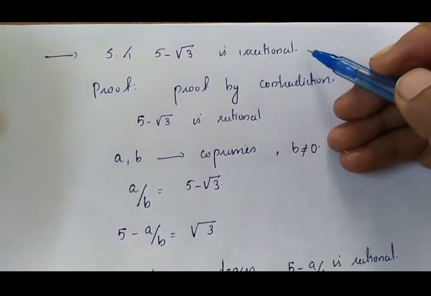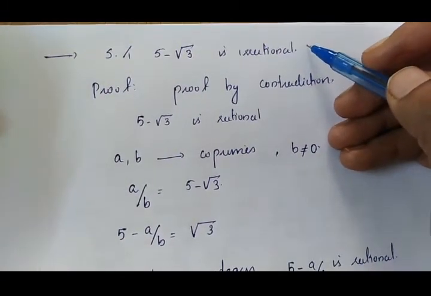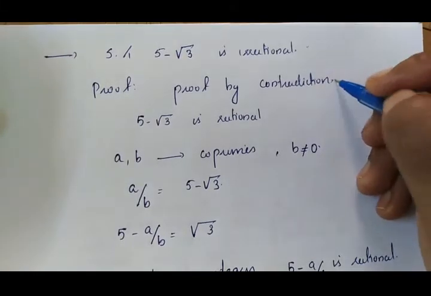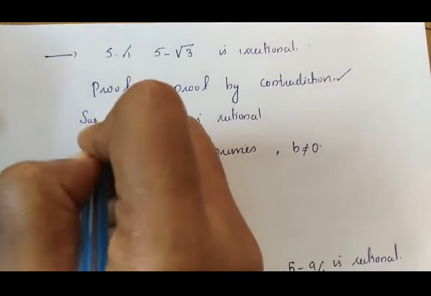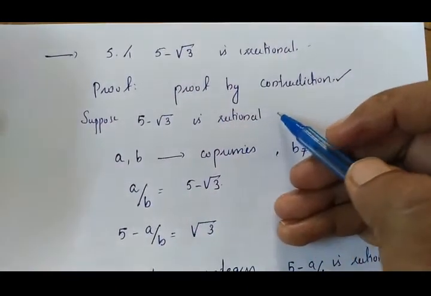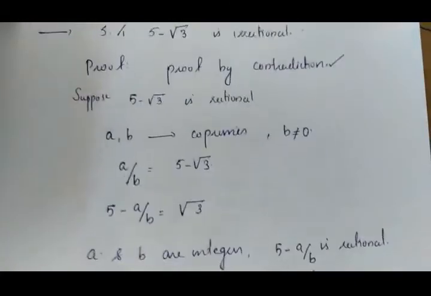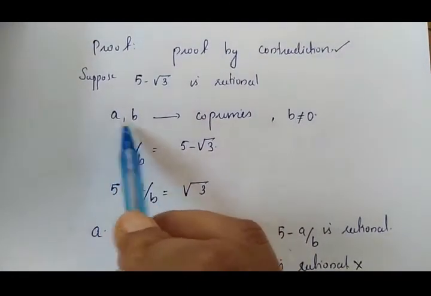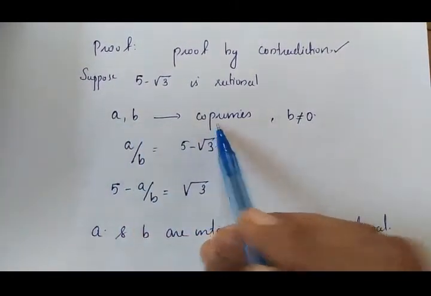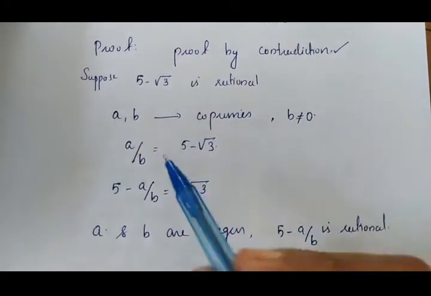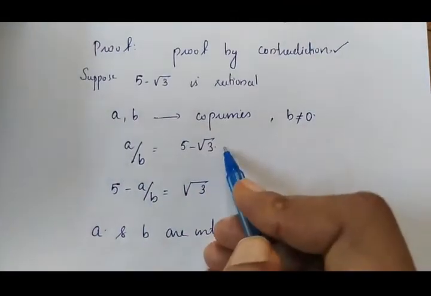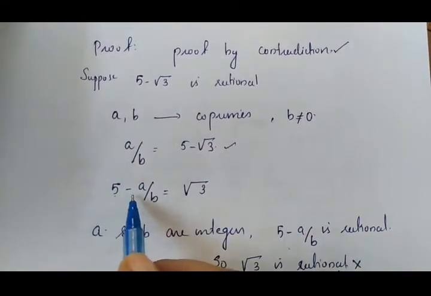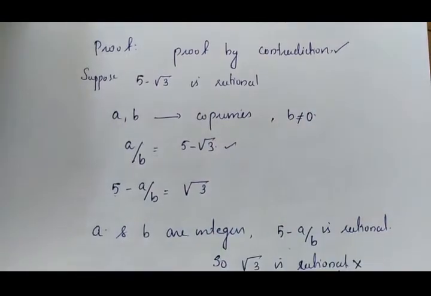Once again, we are going through it. We have to prove that 5 minus root 3 is irrational. Here we are using the method of proof by contradiction. Suppose 5 minus root 3 is rational. We represent it in the form a by b, where a and b are coprime and b is not equal to 0. Then a by b is equal to 5 minus root 3. We can rewrite the equation as 5 minus a by b equal to root 3.